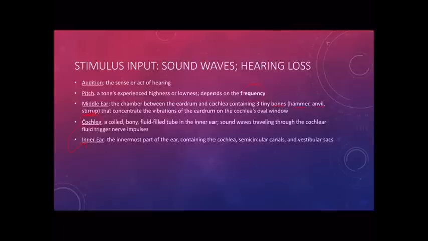And then in the inner ear, the innermost part of the ear, we have the cochlea, the semicircular canals, and the vestibular sacs. So definitely know which of these things are in which section of the ear. This is kind of basic anatomy, but it is something that you do need to know for this exam.